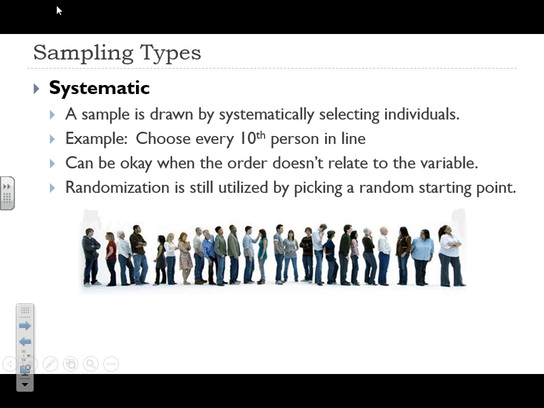We just talked about this a little bit ago. Randomization is still utilized by picking a random starting point. So that's a must. If you're going to use systematic sampling, you have to select your starting point randomly, and then you just use that every nth person or individual for your selection.